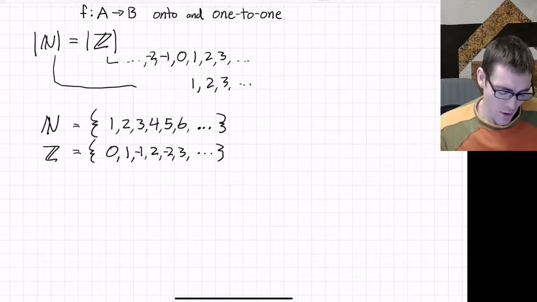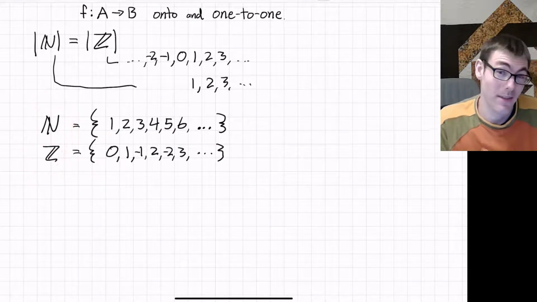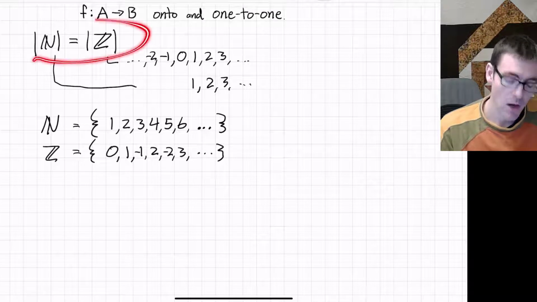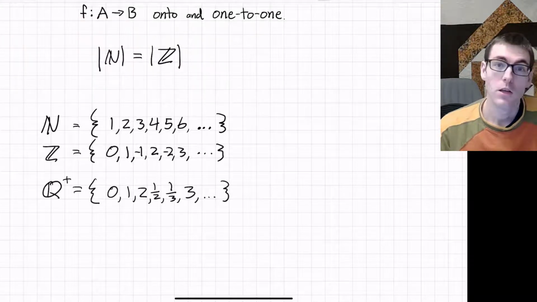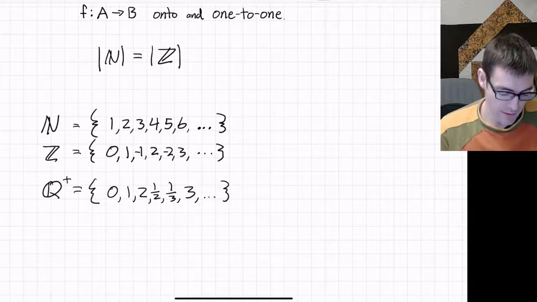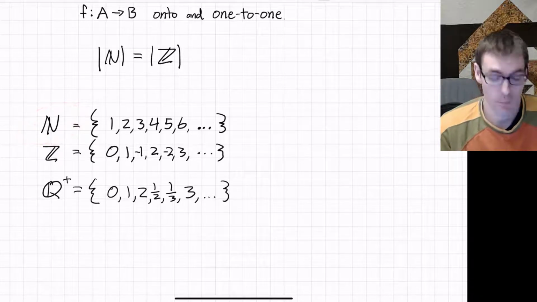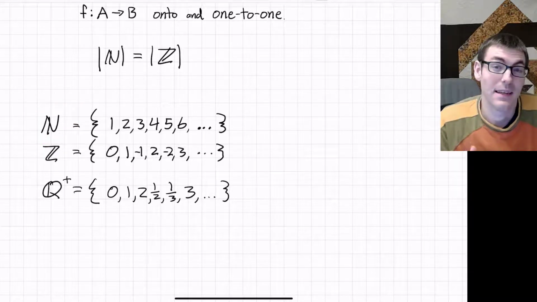Because of that, we really say that these two are the same size, or at least have the same cardinality. So if an infinite set can be ordered in the same way as this set of natural numbers, then we say that it is countably infinite.